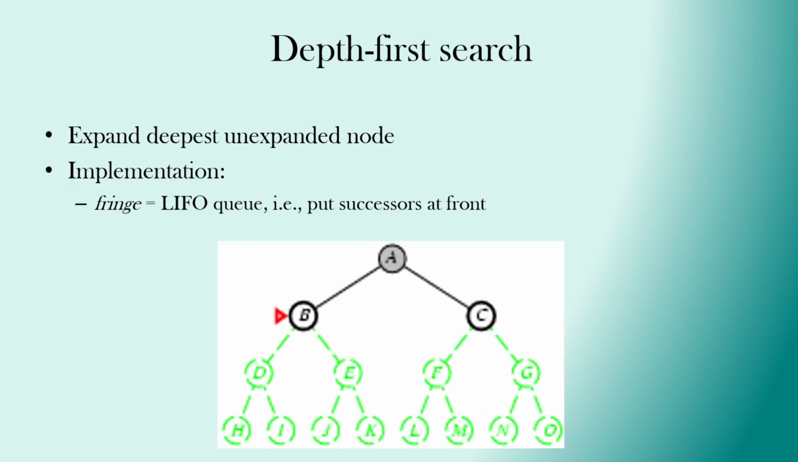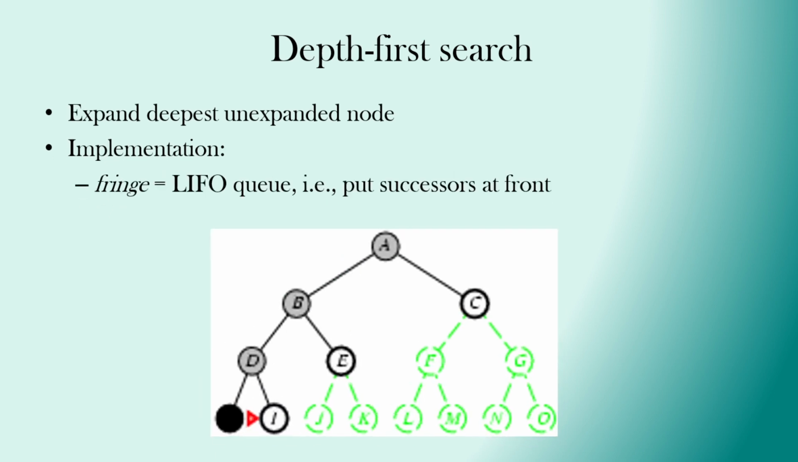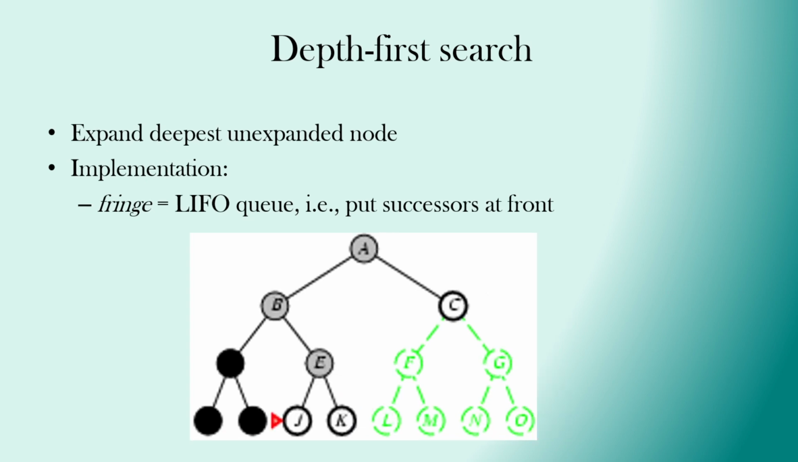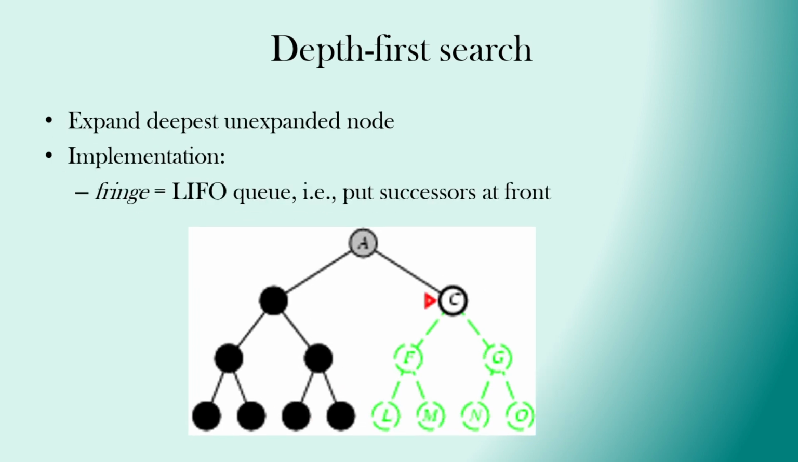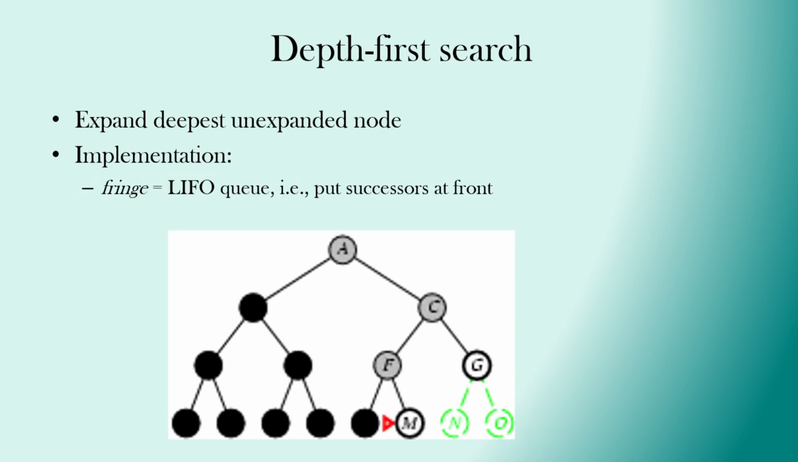So you can see that would go A, then B, then D, then H, then I, then E, then J, then K, then go on the right hand side C, then F, then L, and so on. So you can see there the difference between entering a stack, where the last thing that was put on the stack is the first thing that comes off, and the queue, where things are added at the end of the queue but come off at the beginning. So that was an example using breadth first search and depth first search.